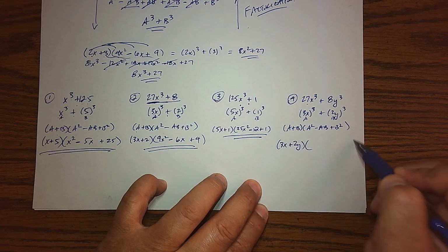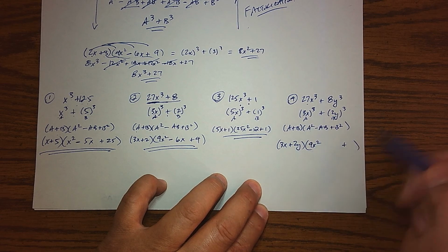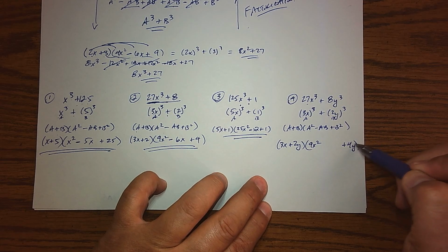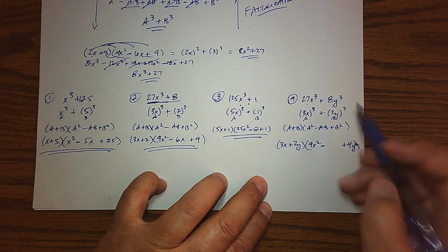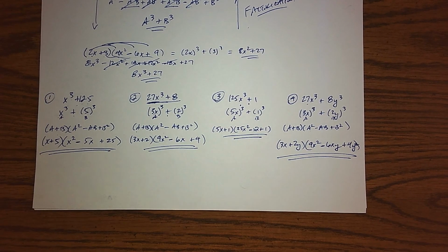And then we square whatever A is. So 3x squared is 9x squared. We take whatever B is and square it. So there's a 4y squared. We subtract their product. So 3x times 2y is 6xy. And there's your factorization. All right, so sum of cubes.